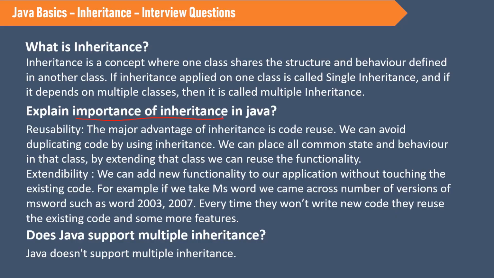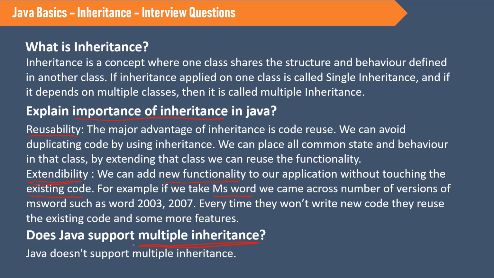Explain the importance of inheritance in Java. There are two uses mainly. One is code reusability and second one is extendability. Code reusability means we can reuse the code that was written in one class by another class. That is code reusability. And extendability is adding new functionality to the class without changing the original class functionality. So we can add new functionality to our application without touching the existing code. So that is extendability.